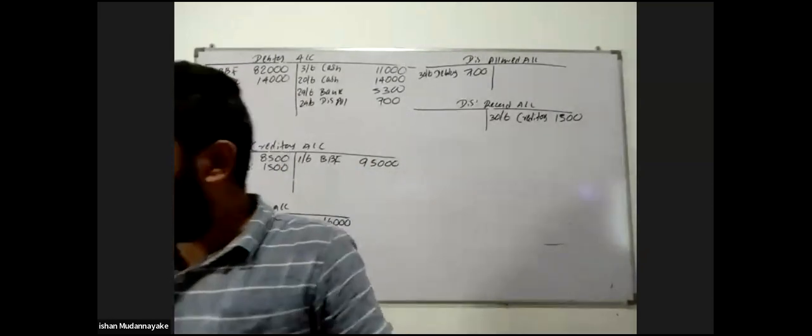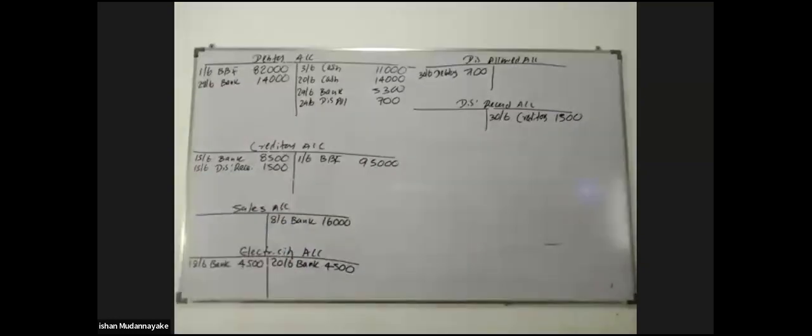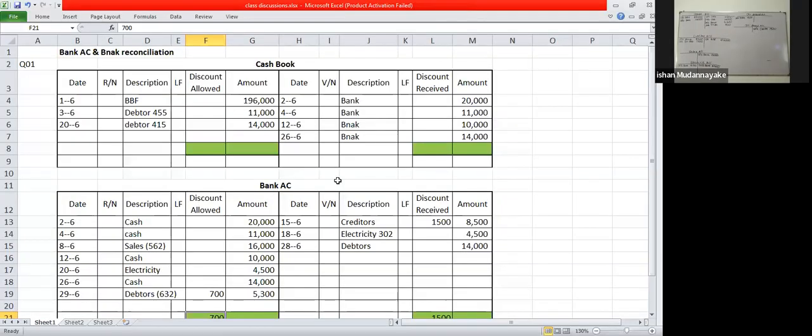Right, now you can balance the cash book and bank account. Quickly balance the cash book and bank account. No need to balance all the other ledger accounts. Balance only the cash book and bank account. No need to balance the others.